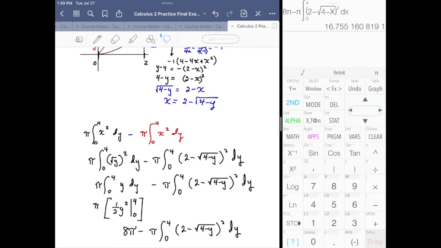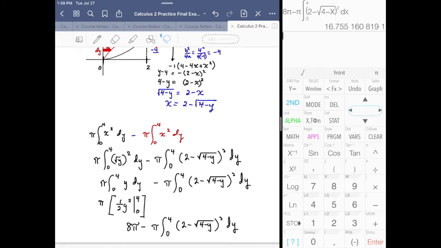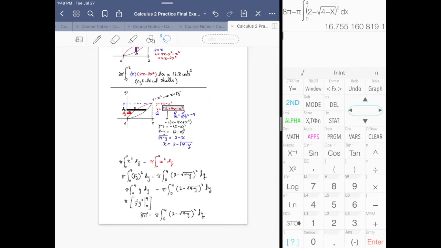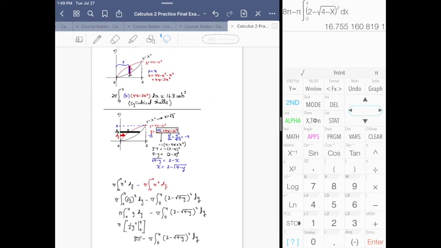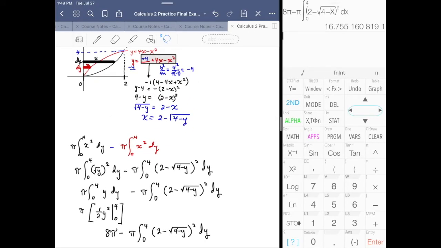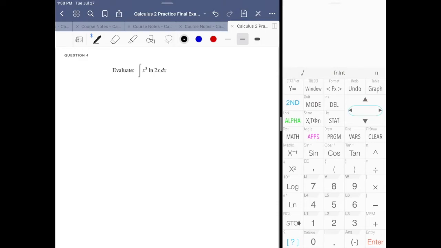Quick double check. 16.756. 16.755. Either way, it's going to round to the same thing. So about 16.8. So in number 4, we're looking at something that has a pair of factors that are being multiplied, has a product relationship. So it seems to fit the mold of integration by parts.